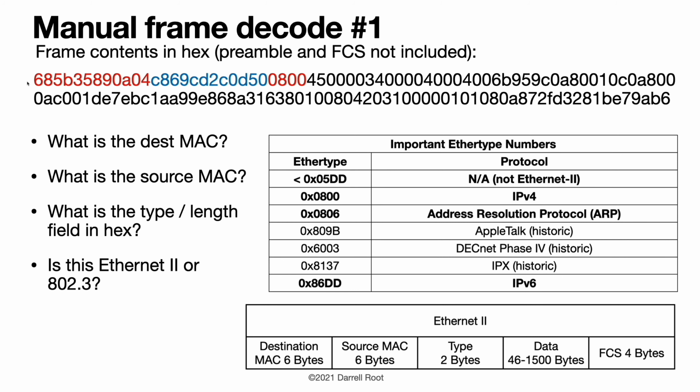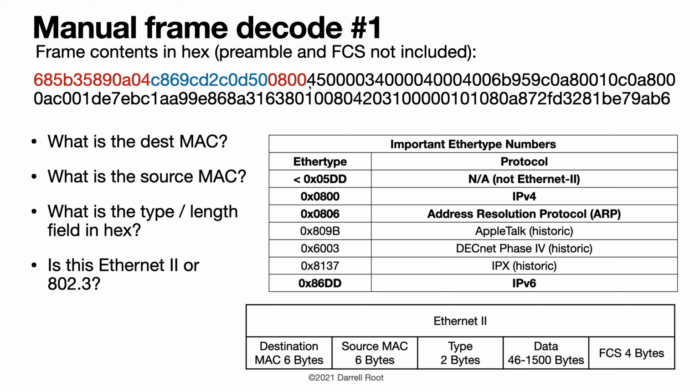Here is the solution for the prior frame decode with the destination MAC, the source MAC, and the type field color coded, so you can see them, and then where our IPv4 information begins.